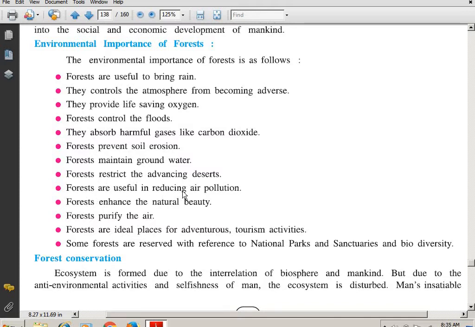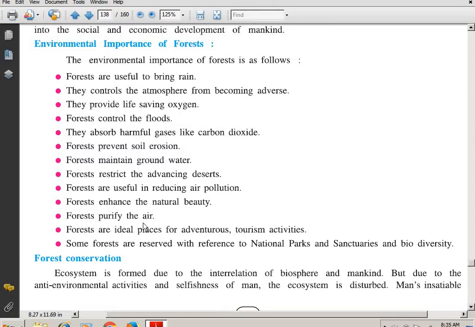Forests are useful in reducing air pollution. Of course, we know, students, how useful they are, and therefore we have to plant more and more trees. Forests enhance the natural beauty. It's not only important for medicinal utility, but also enhances beauty. Where there are many trees there is a nice scenery. It helps us to live in that atmosphere. The surrounding is good. We like to go sometimes to places where there are many trees, hill stations and all. So the forests also bring natural beauty.